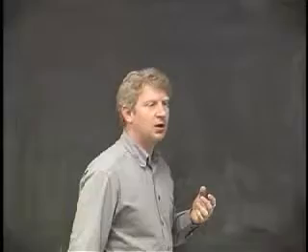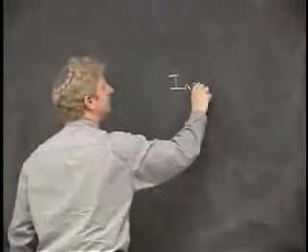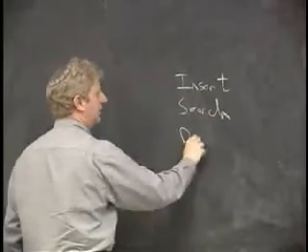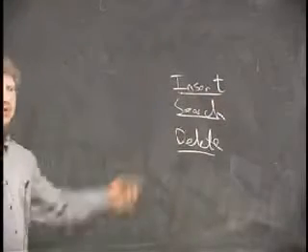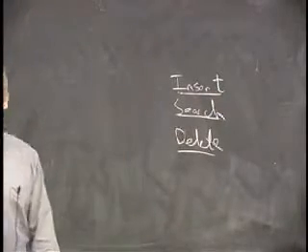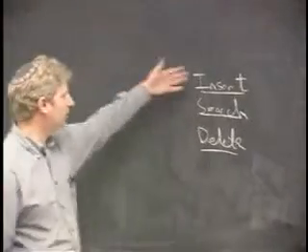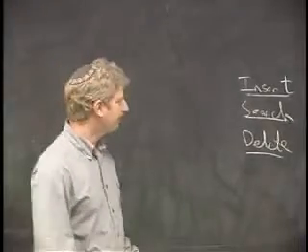Let's say you have a data structure that lets you do the following things. It lets you insert, it lets you search, and it lets you delete. Okay, so these are the methods of your object or your data structure. Inserting, deleting, and searching. Searching will tell you yes or no. Inserting puts a new data element in. Deleting takes the data element out.